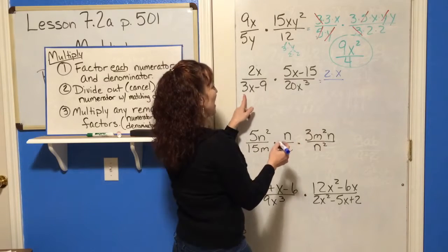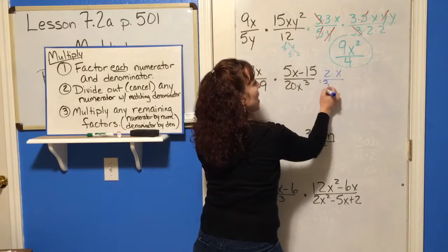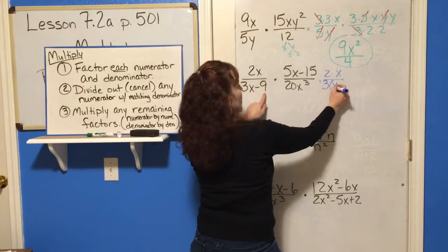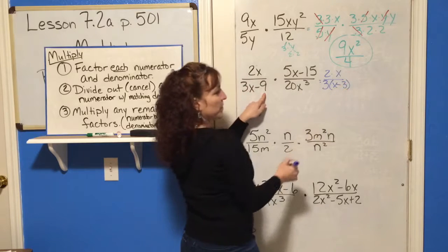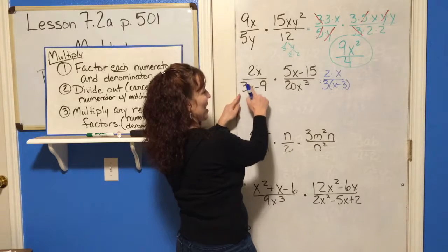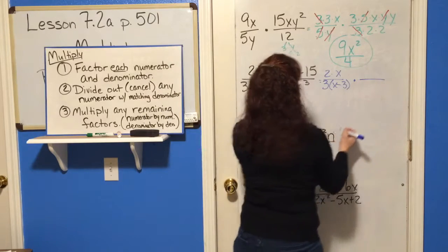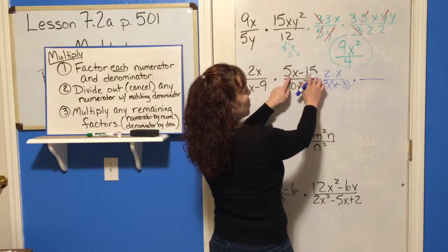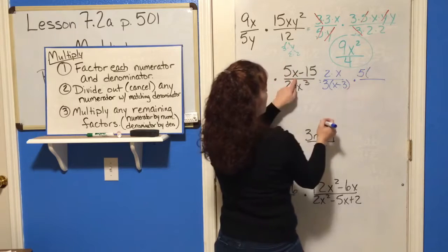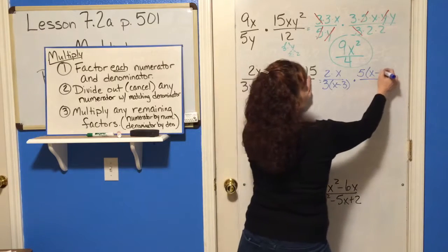3x minus 9. 3 is in common with both of these, so 3 will come out. And then x is left on this part, minus 3 here. So this factored a 3 out of here, so it's 3, and then x is left here and 3 is left there. And then over here on the top, 5 will come out of both of these, but no x's. So 5 comes out, and I have an x left here. Minus 5 times 3 is 15.